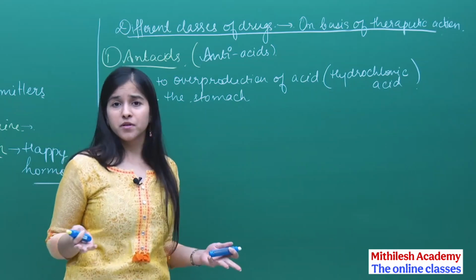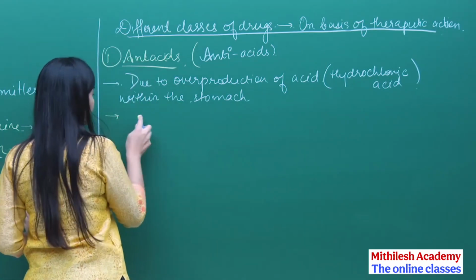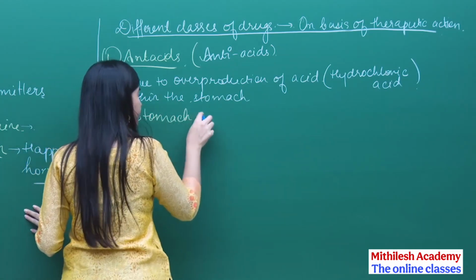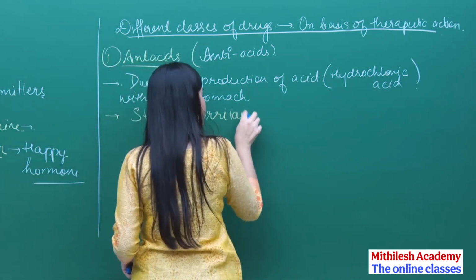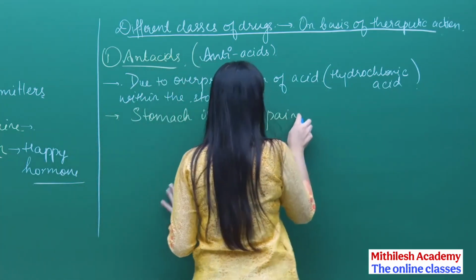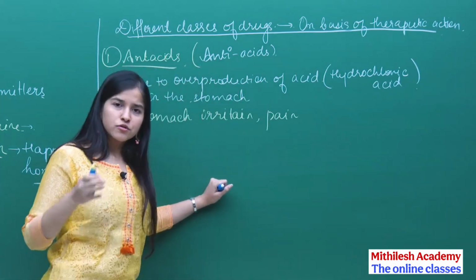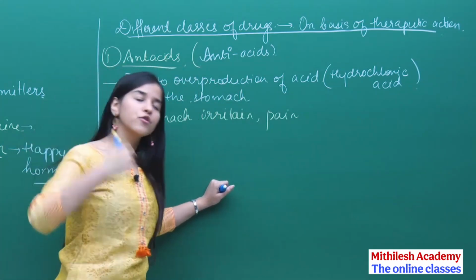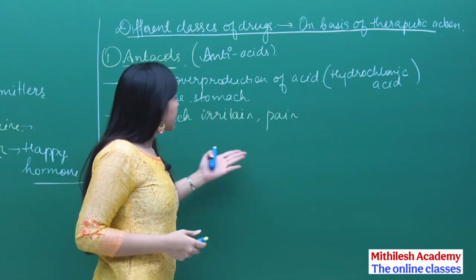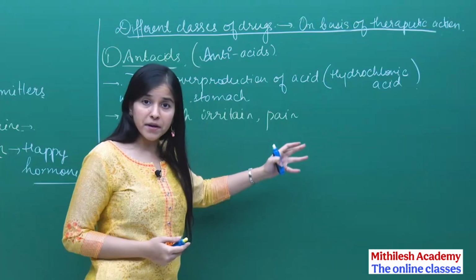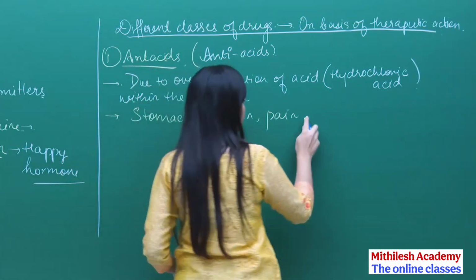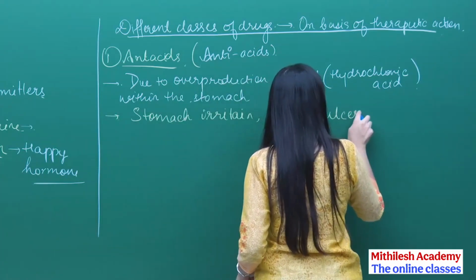They may lead to burps, so many burps, and stomach irritation, or even may result in pain. You might be having stomach ache sometimes. That may be the result of overproduction of this acid, the hydrochloric acid within our stomachs. So it may result in irritation, in pain, or in severe cases it may lead to a condition known as ulcers.